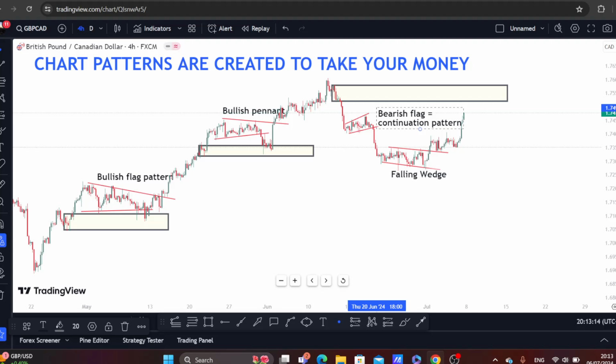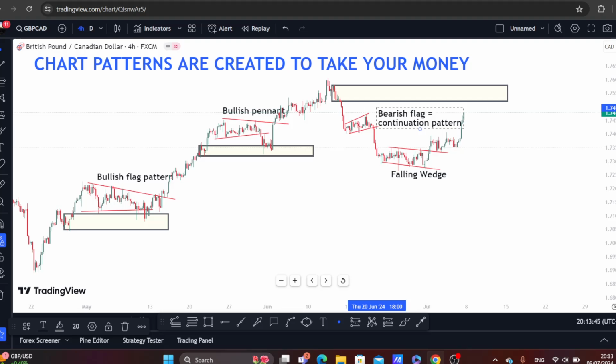The flags, the triangles, the pennants, the head and shoulders, trend lines, all these chart patterns are created for one purpose, and that purpose is to get you stopped out on the trade that you have taken.